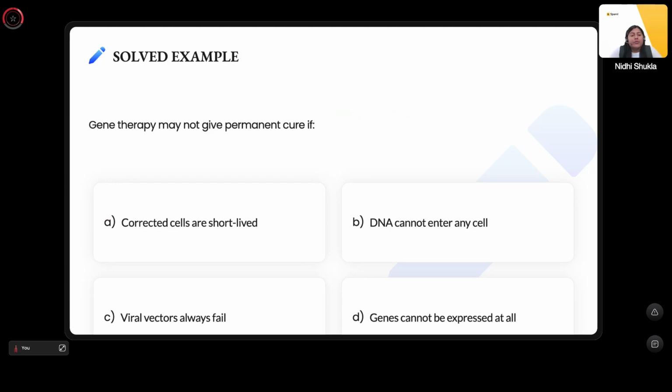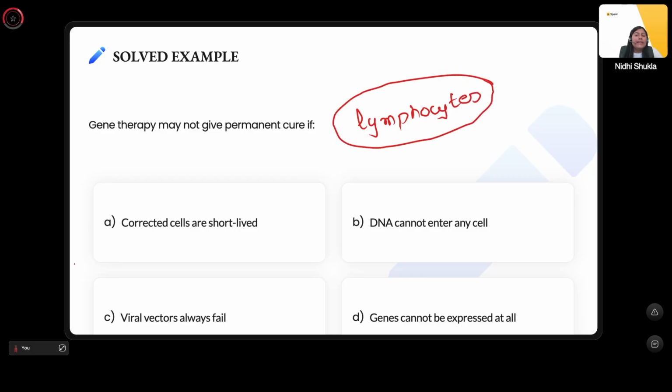Now let us look at the next question. Gene therapy may not give a permanent cure. If yes, see, gene therapy is very helpful. It has been very useful in providing relief to patients suffering from ADA deficiency, but it is not a permanent solution. Why? Because the lymphocytes are the cells in which your ADA gene is introduced, and your lymphocytes are not immortal. They are the cells which will die within a few weeks to a few months' time.